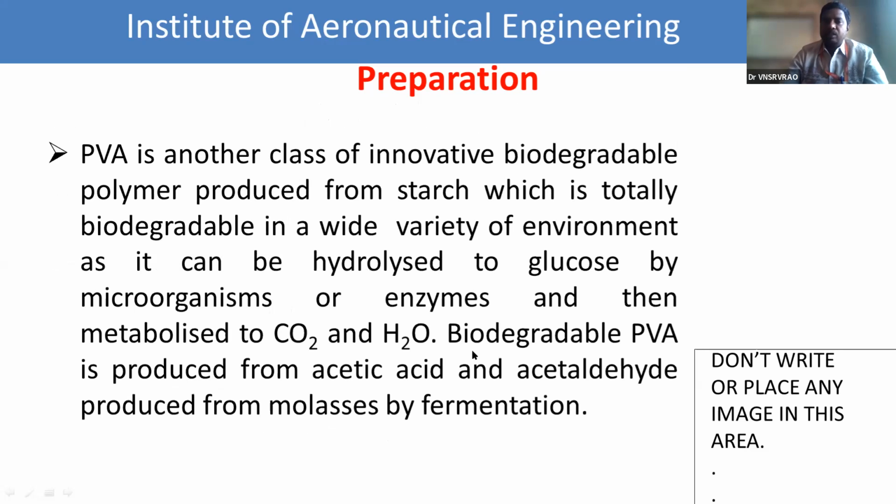Now we see the preparation. This PVA is another class of innovative biodegradable polymers produced from starch, which is totally biodegradable in a wide variety of environments, as it can be hydrolyzed to glucose by microorganisms or enzymes, and then metabolized to carbon dioxide and water. This biodegradable polyvinyl acetate is produced from the reactants acetic acid and acetaldehyde, produced from molasses by the fermentation process. That means it is produced from a carboxylic acid together with an aldehyde group, through a fermentation process.